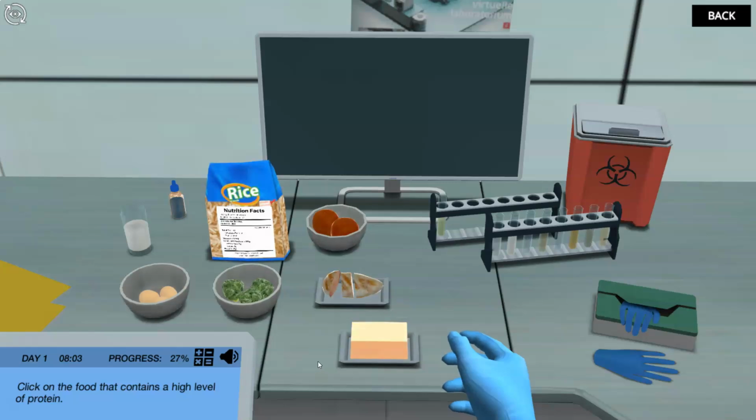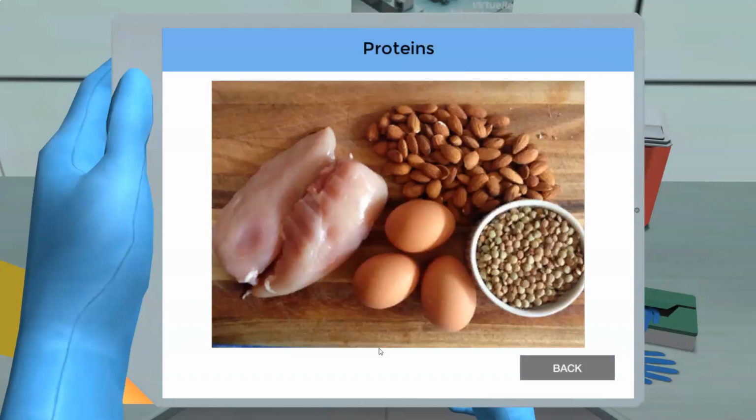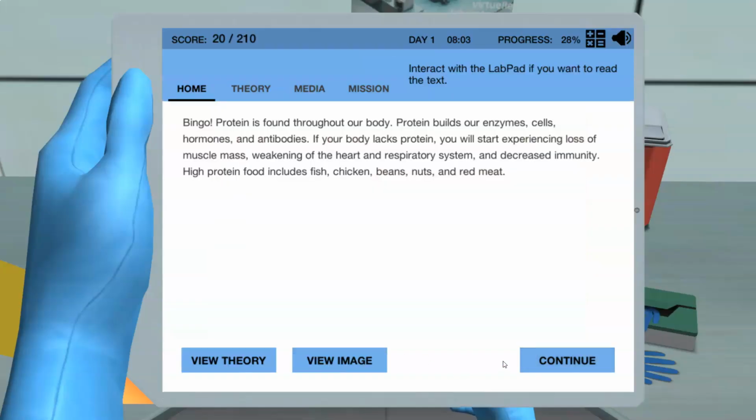Click on the food that contains a high level of protein. Bingo! Protein is found throughout our body. Protein builds our enzymes, cells, hormones, and antibodies. If your body lacks protein, you will start experiencing loss of muscle mass, weakening of the heart and respiratory system, and decreased immunity. High-protein food includes fish, chicken, beans, nuts, and red meat.